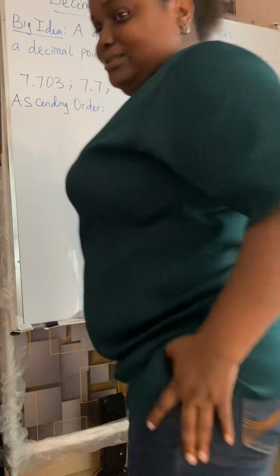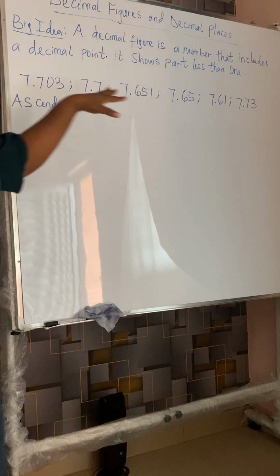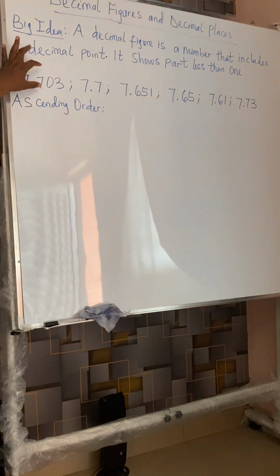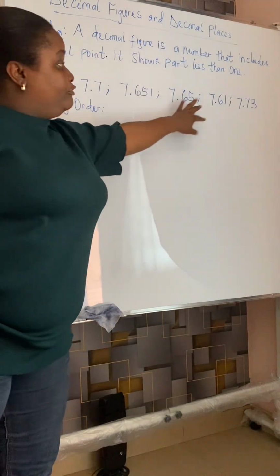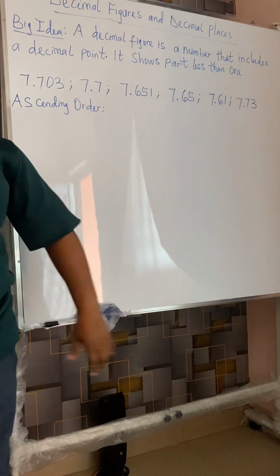All right, let's do this. Stay with me. Let's do this together. We have a set here. Let's see. We have 1, 2, 3, 4, 5, 6. And we're given these 6 numbers.